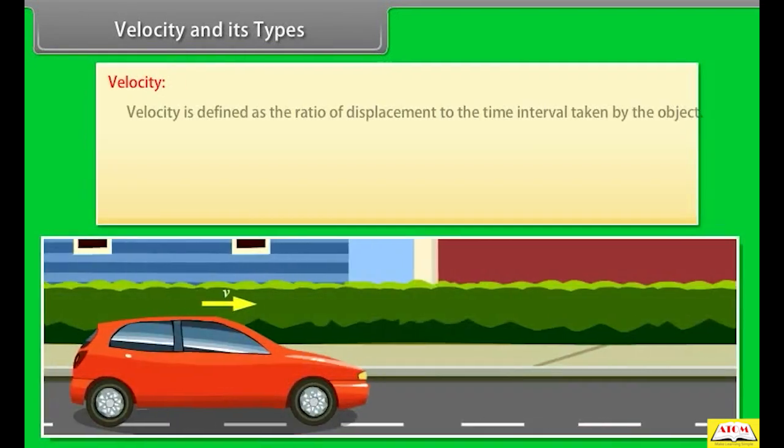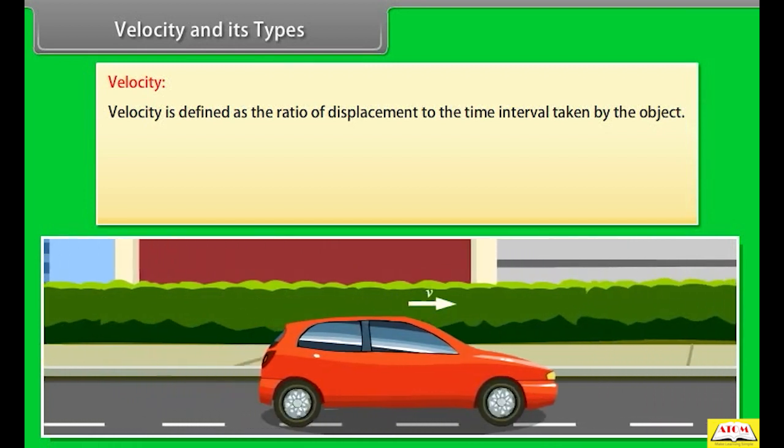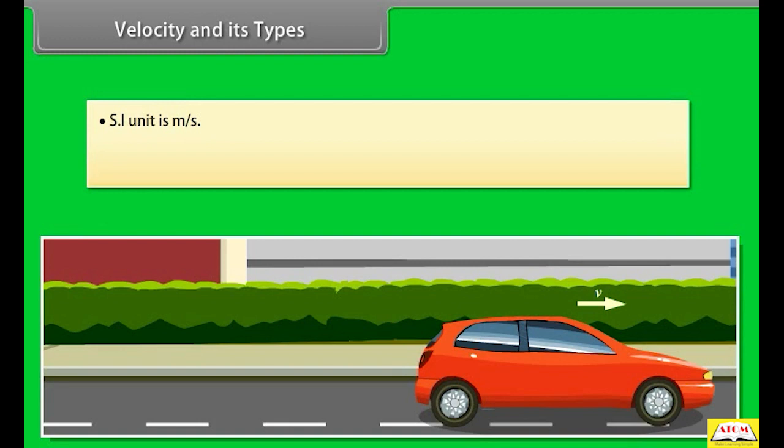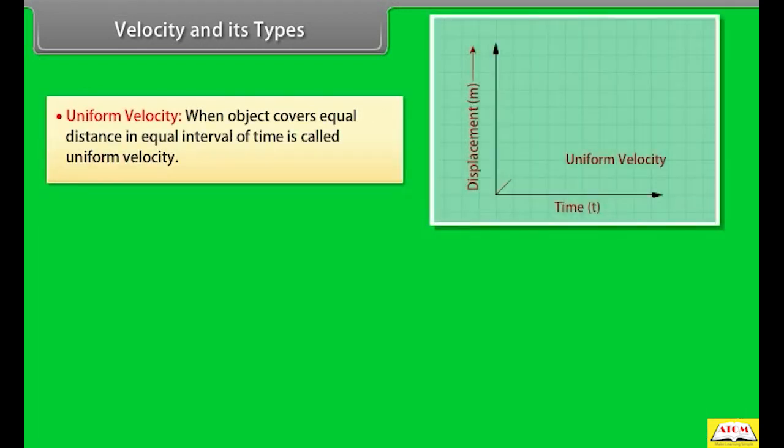Velocity and its types. Velocity. Velocity is defined as the ratio of displacement to the time interval taken by the object. Therefore, velocity is equal to displacement upon time interval. It is a vector quantity. SI unit is m upon s. Dimensional formula is equal to M^0 L^1 T^-1.